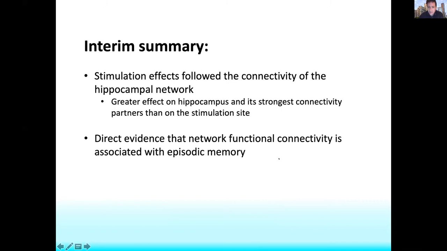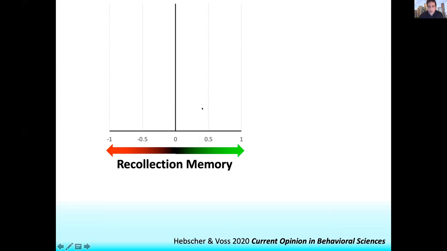I'm not going to go into a lot of detail about some of the replication studies or conceptual replication studies we've run, but across a number of different studies using a very similar network targeting approach, going after parietal areas based off of their connectivity with the hippocampus, you can look at recollection memory ability.